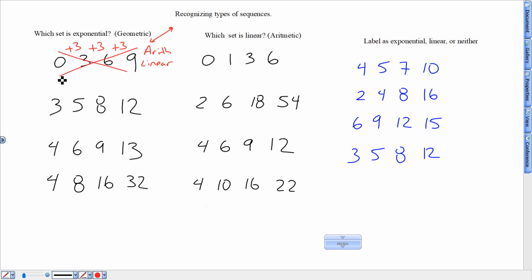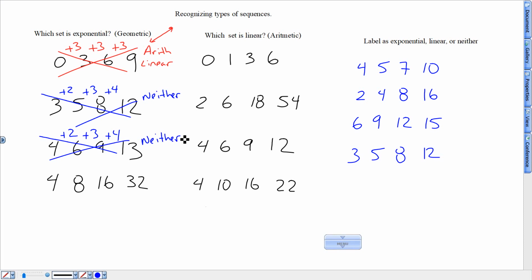If I look at this next set here, this one is going up by 2, going up by 3, going up by 4. That is neither arithmetic nor geometric. That's just a random sequence. It has to go up by the same amount to be arithmetic. All right, next one, going up by 2, going up by 3, going up by 4, just like the one before it, that is neither arithmetic nor geometric.